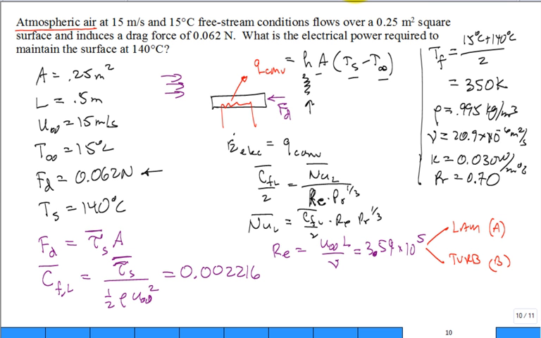My lips are sealed. Flow over a flat plate. Do you need more time or is that good?